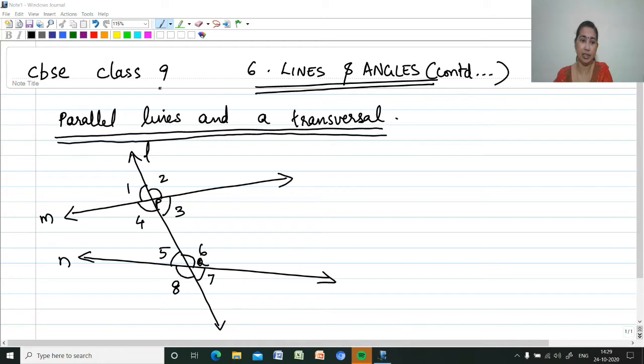Today I am discussing CBSE Class 9, Chapter 6, Lines and Angles. We are continuing the chapter. We move on to Parallel Lines and a Transversal.